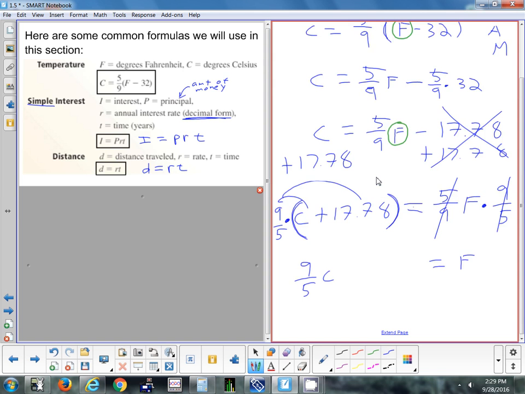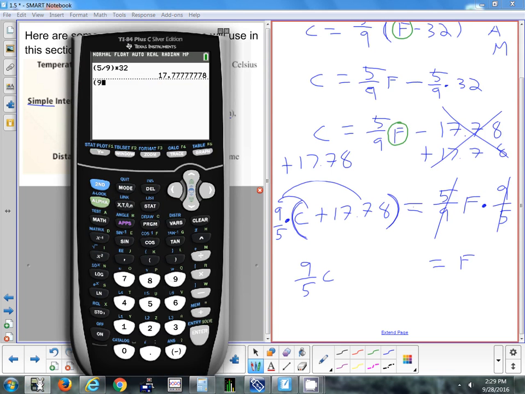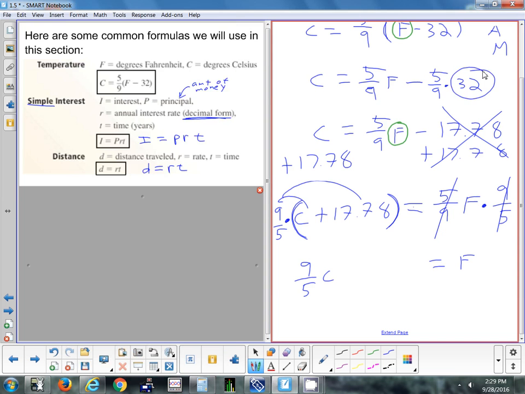Now the second one, I'll use my calculator. 9/5. Let's see. 9/5 times 17.78. Okay, I've got a formula that can convert. Bless you. Okay, so it is a little tricky to do that, but we'll practice more tomorrow, and Mr. Roy is going to show you on example 5 where we use that formula.